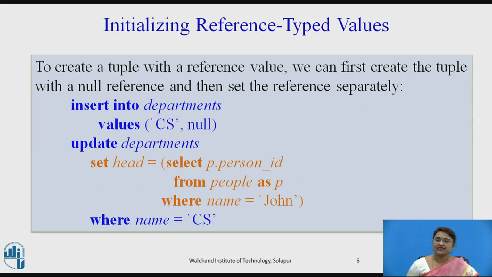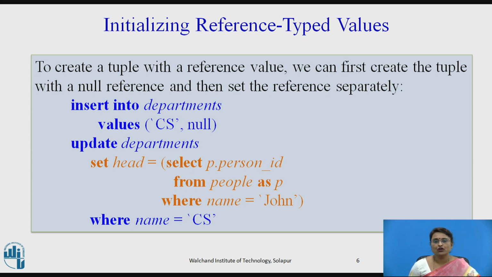Now how to initialize these reference types? For initializing that, let us look at the examples here. We want to initialize the values, we want to add the values into the table called departments. For that, the first query we have written is insert into departments values, where we are specifying the department as CS, and currently that reference is not referring anywhere, therefore it is null. Whatever head reference variable is there is not pointing anywhere.